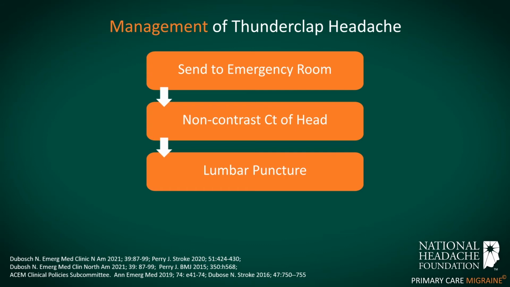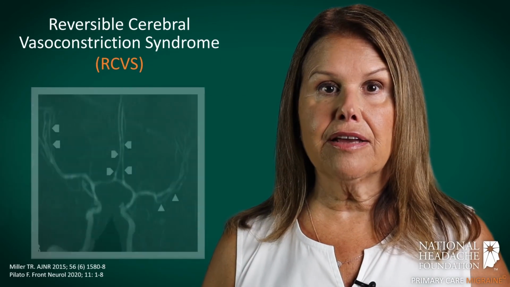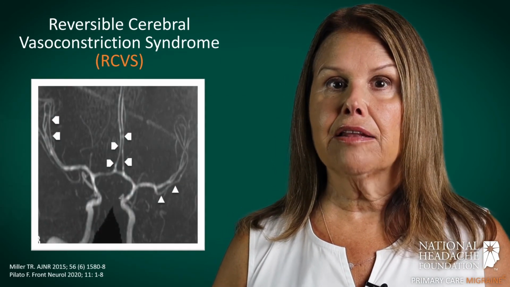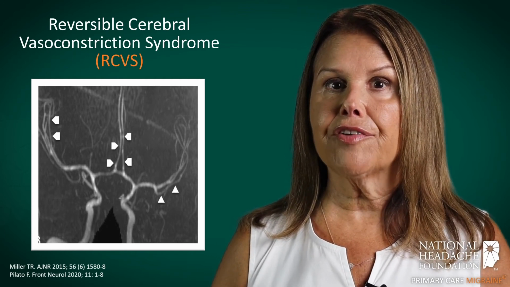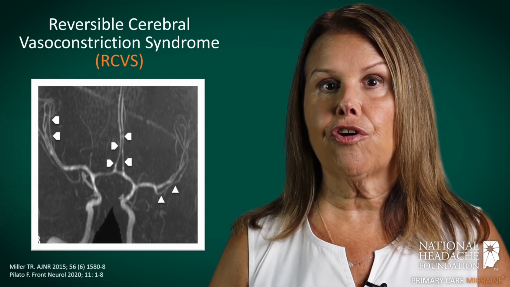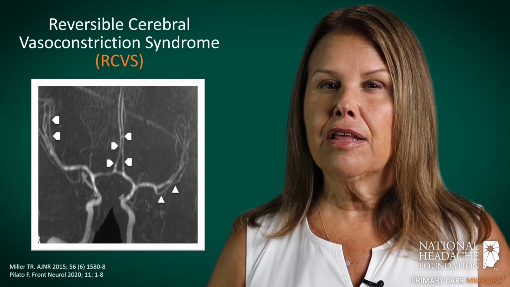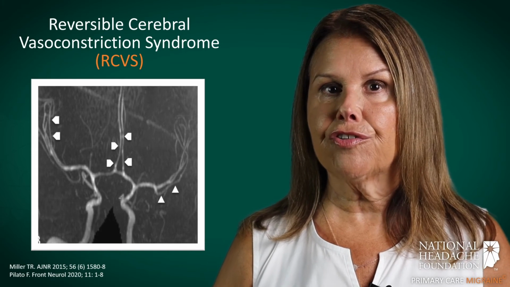Even if the CT and lumbar puncture are negative, some will still recommend a CT angiogram or an MR angiogram of the head and neck to exclude other causes of thunderclap headache, such as carotid dissection. Our patient had a negative non-contrast head CT and lumbar puncture and was discharged from the ER. However, he had an MRA as an outpatient 2 days later that revealed multiple areas of vasoconstriction as shown by the arrows on this slide. This was consistent with a diagnosis called reversible cerebral vasoconstriction syndrome.